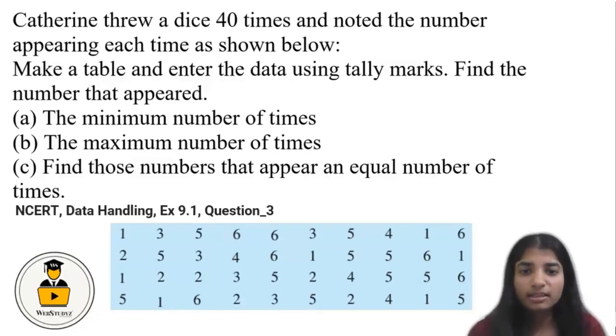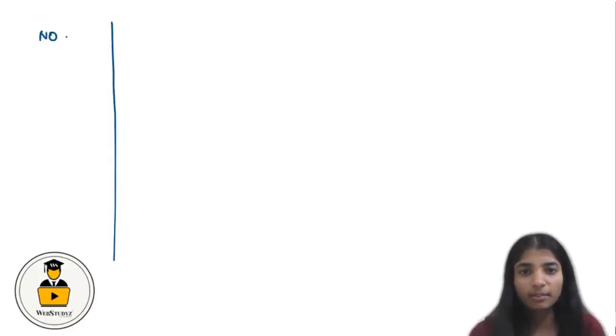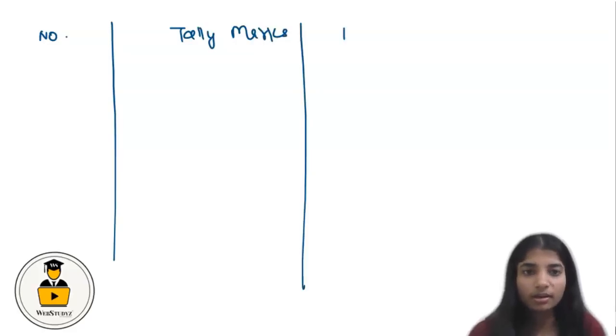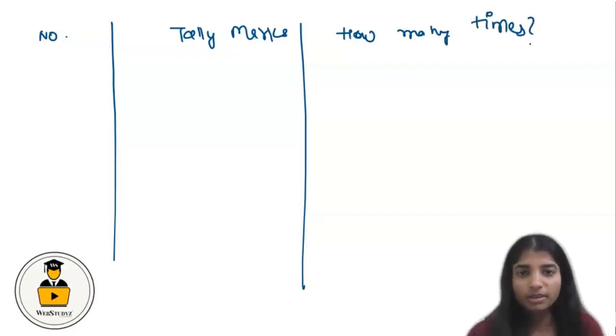So basically, this is the table which we are given here. According to this table, we have to make a table using tally marks. Let's say a dice consists of numbers from 1 to 6. This column is representing the number, this is representing the tally marks, and this is representing how many times. So numbers are 1, 2, 3, 4, 5, 6.